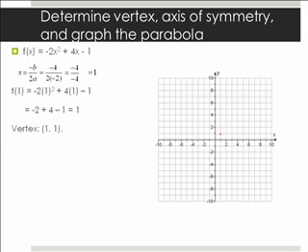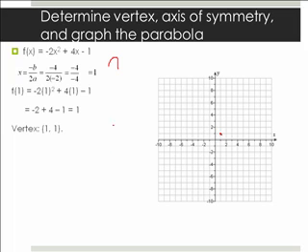Okay, we also know that this parabola opens downwards. So if we were asked to find the x-intercepts, we would know that there are two x-intercepts. This opens down, and it'll cross the x-axis at 2 points.